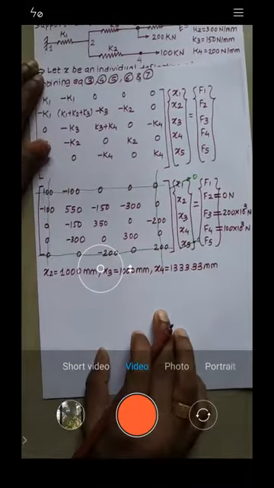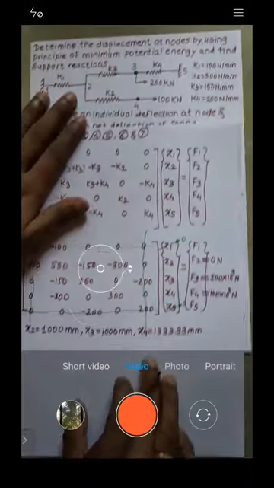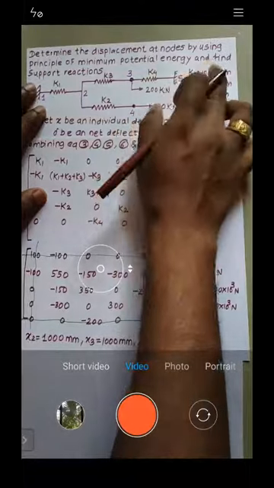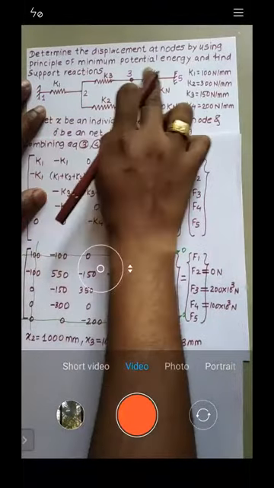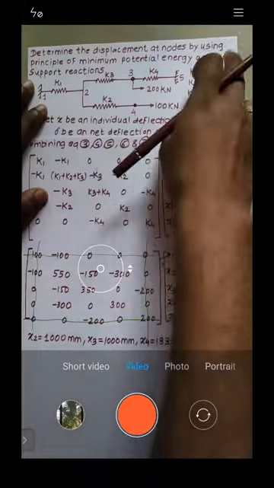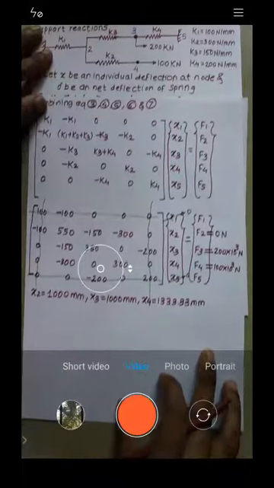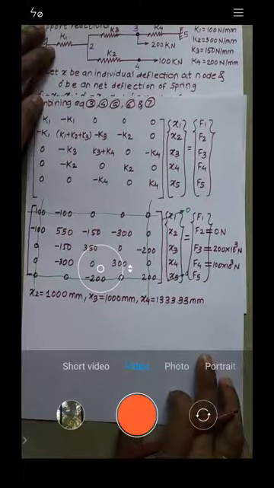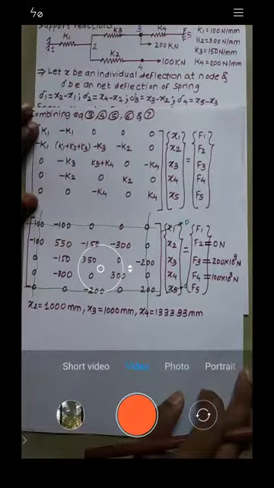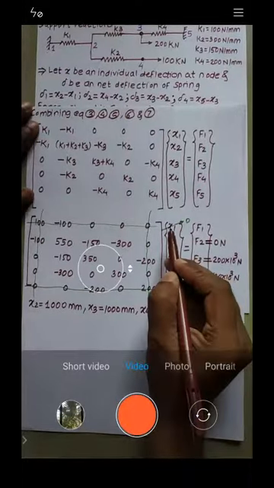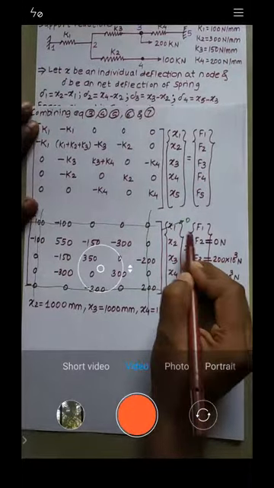Now see, what have we calculated? We were asked to determine the displacement, so this displacement we have got. Now they're also asking to find the support reactions. This is very easy. How to calculate the support reaction? The point where the structure is fixed, at that point we will get reactions. So wherever we have displacement 0, that is a reaction. So F1 becomes the reaction.